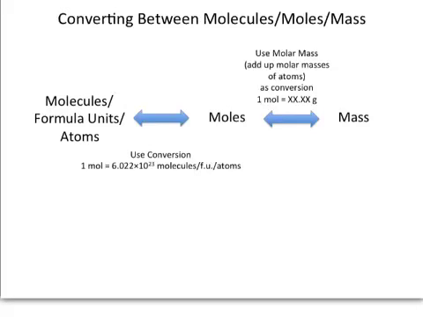We're going to look at some examples of converting between molecules and moles and mass. These calculations are very similar to the ones we did before, when we were converting between atoms and moles and mass. The only difference is now, rather than using the molar mass of just one atom, we're going to use the molar mass of the molecule, or the formula unit if we're dealing with ionic compounds. Again, we'll just use Avogadro's number to convert between molecules or formula units and moles, and we'll use the molar mass to convert between moles and the mass.